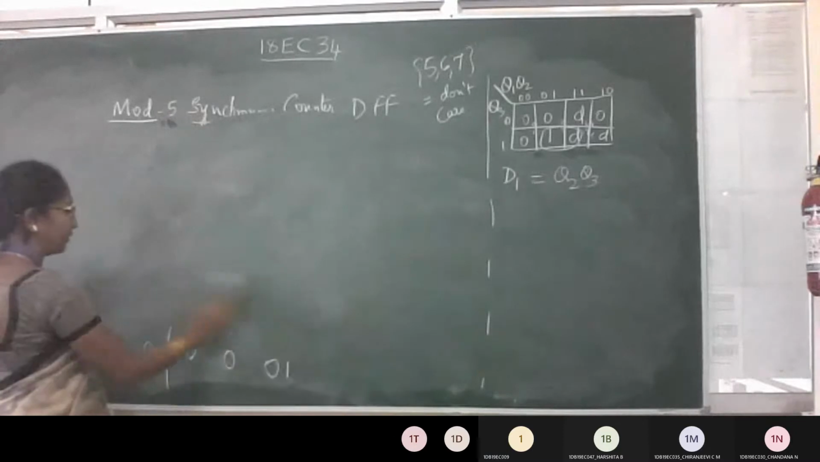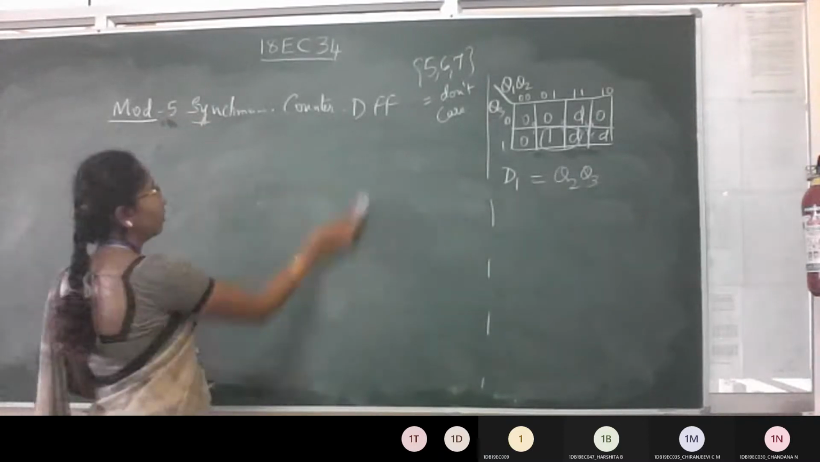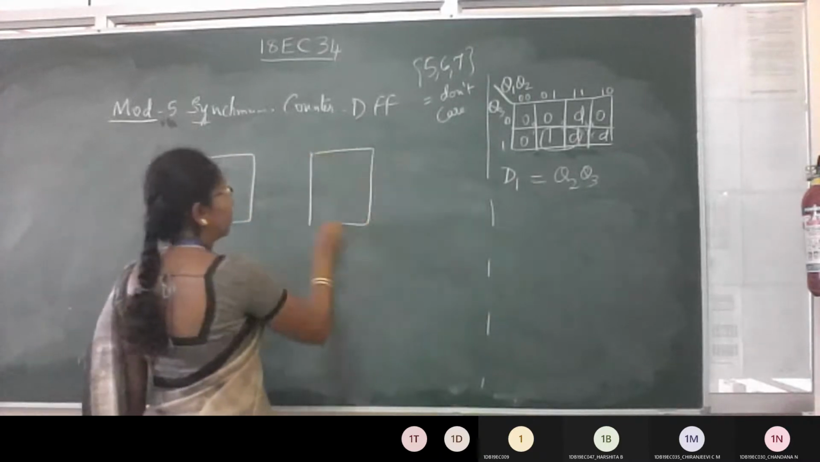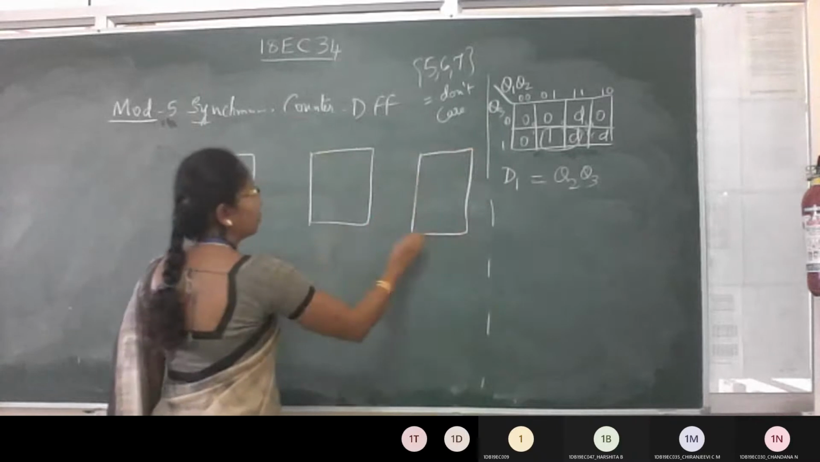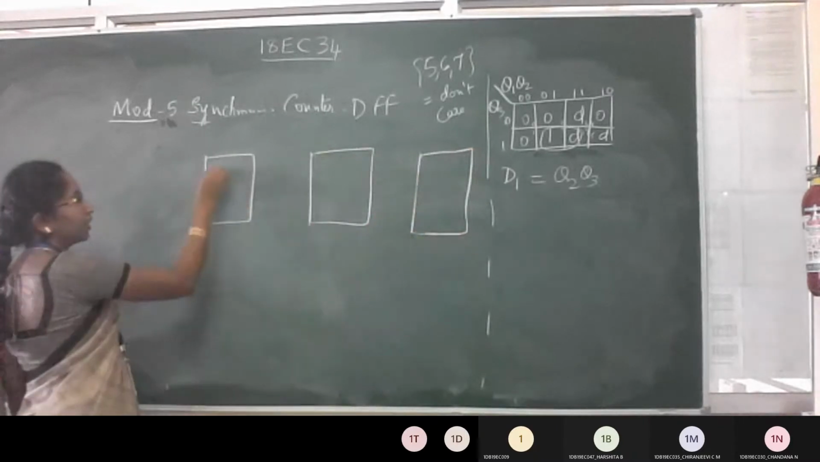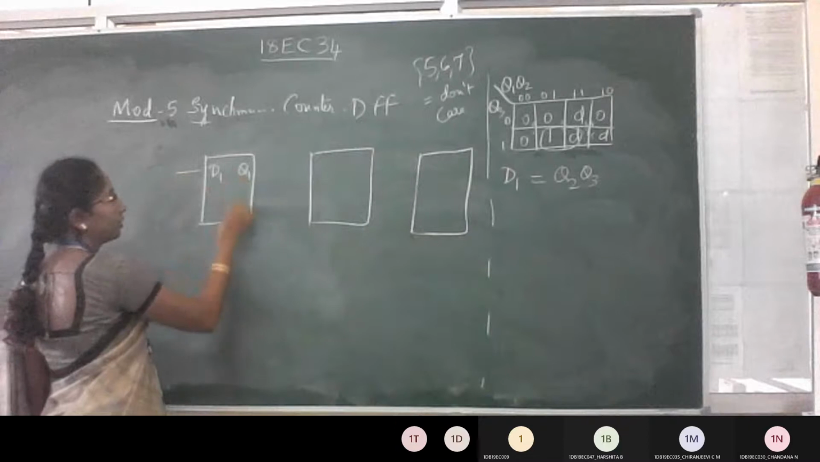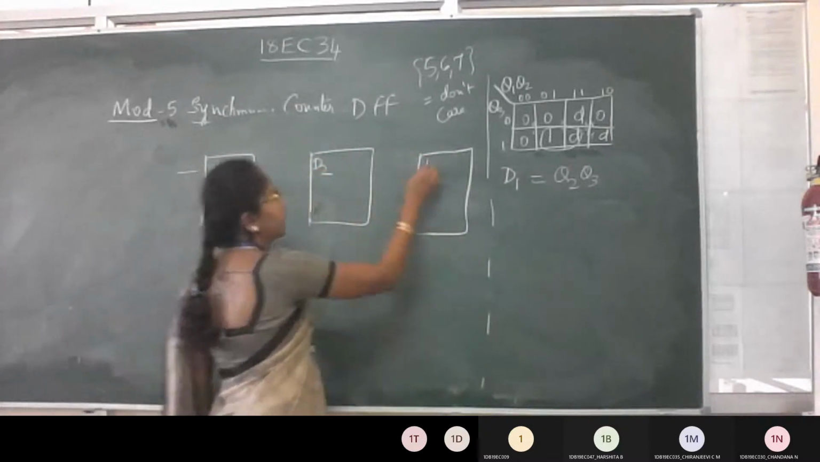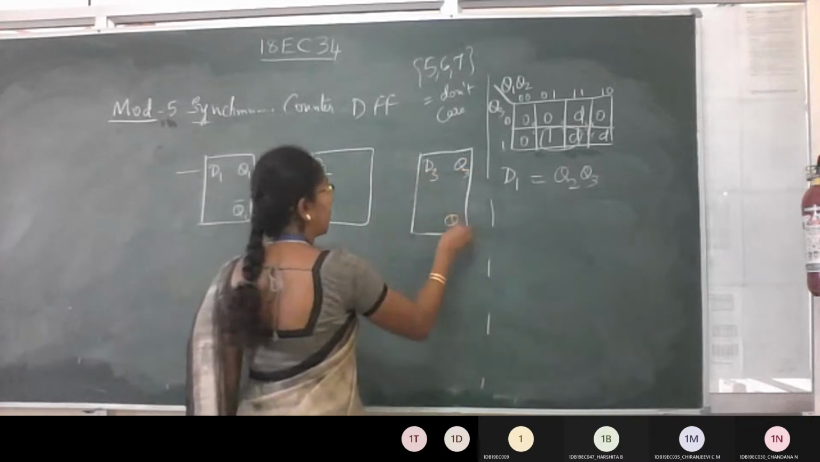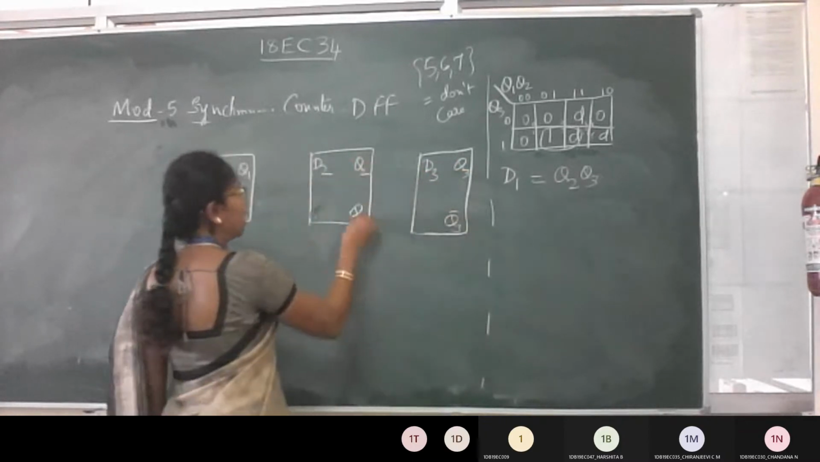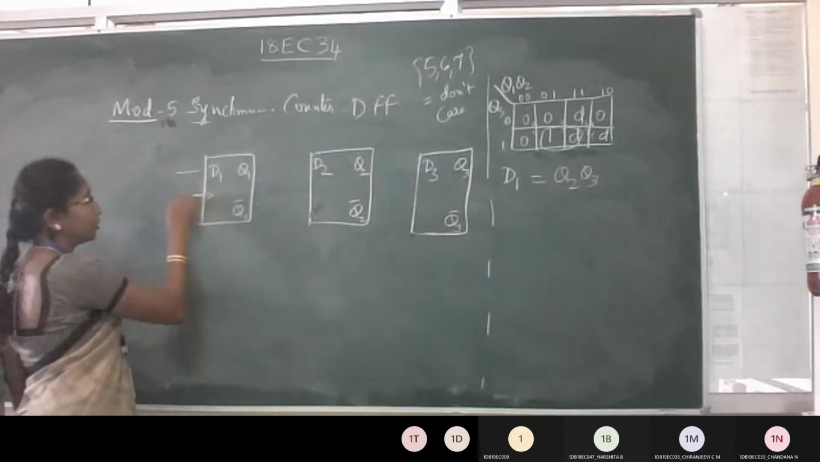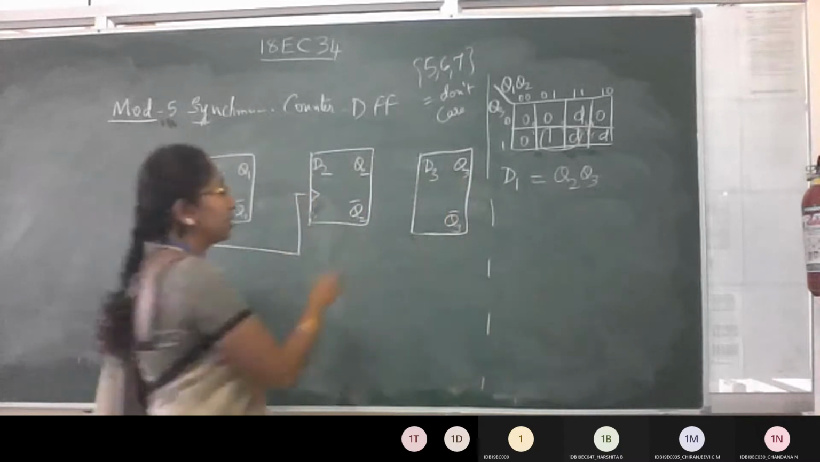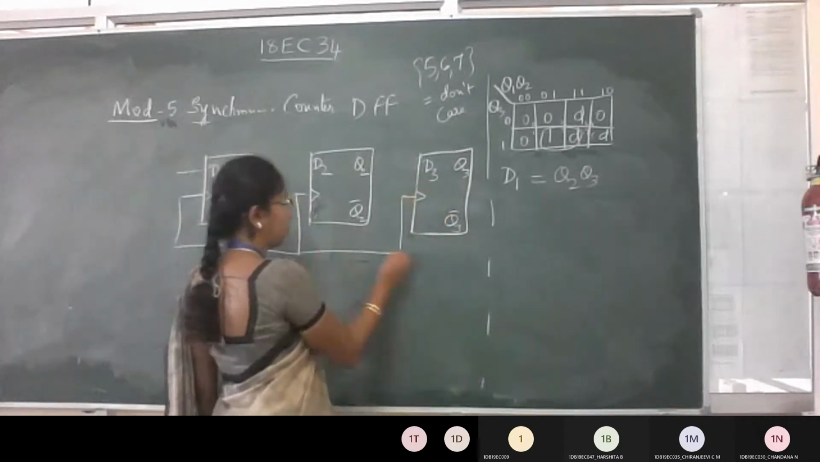Synchronous means you need to clock individually, so don't forget to give the clock. First write 3 flip-flops with some space, not continuously. The first one is D1, output is Q1, Q1 bar. Similarly D2, D3, Q3, Q3 bar, Q2, Q2 bar. So synchronous, clock with an arrow indicates positive edge clock. With a bubble means negative edge clock.